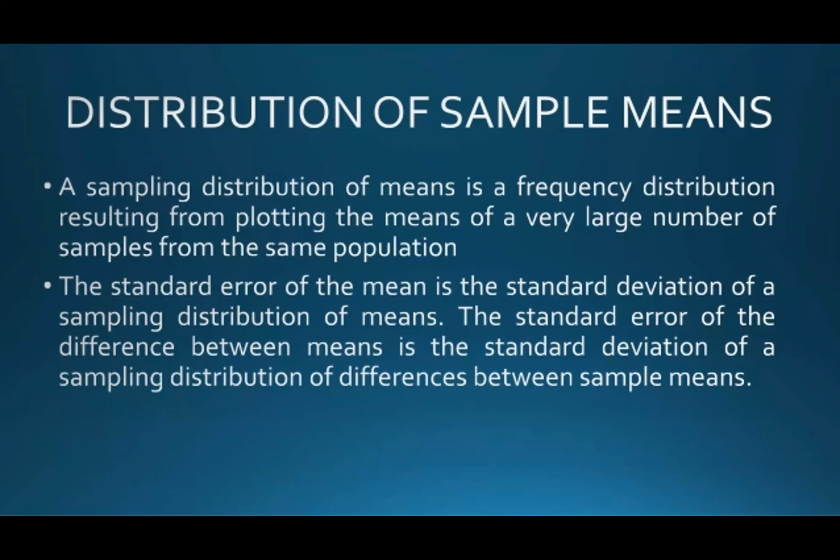Now talking about the distribution of sample means. A sampling distribution of means is a frequency distribution resulting from plotting the means of a very large number of samples from the same population. The standard error of the mean is the standard deviation of the sampling distribution of the means. The standard error of the difference between means is the standard deviation of the sampling distribution of the difference between sample means.